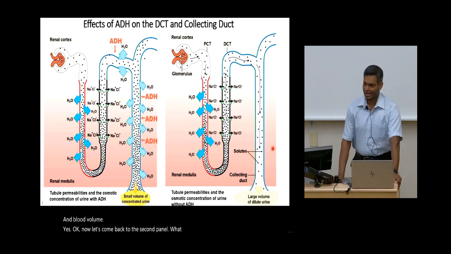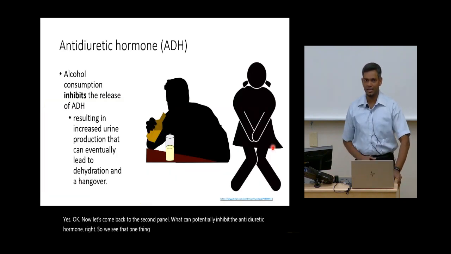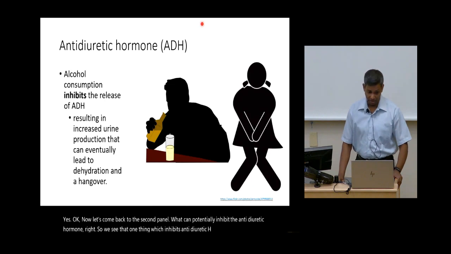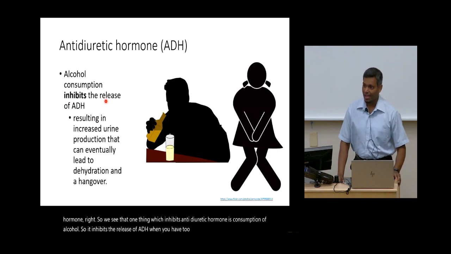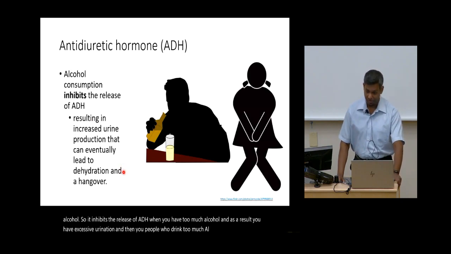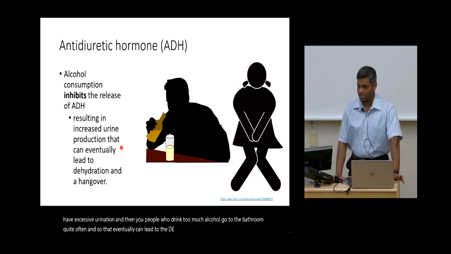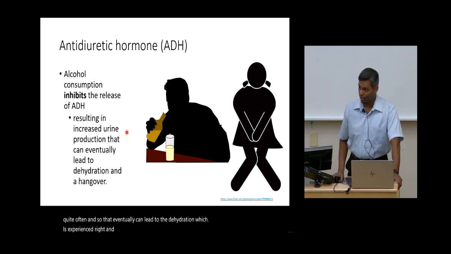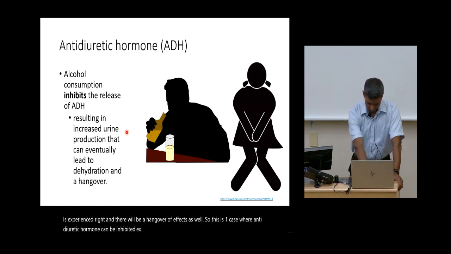What can potentially inhibit the antidiuretic hormone, right? So we see that one thing which inhibits antidiuretic hormone is consumption of alcohol. So it inhibits the release of ADH when you have too much alcohol, and as a result you have excessive urination, right? And people who drink too much alcohol go to the bathroom quite often, and so that eventually can lead to the dehydration which is experienced, right? And there will be the hangover effects as well. So this is one case where antidiuretic hormone can be inhibited, excessive alcohol consumption.